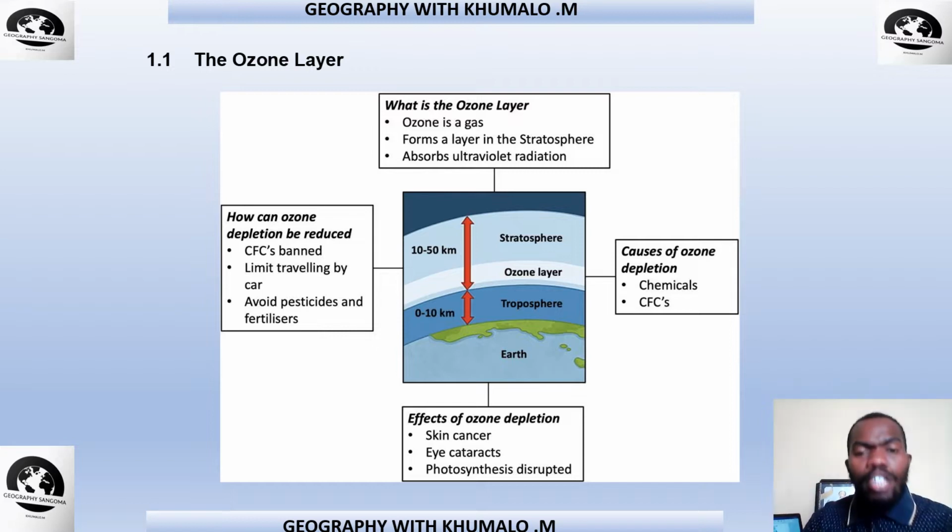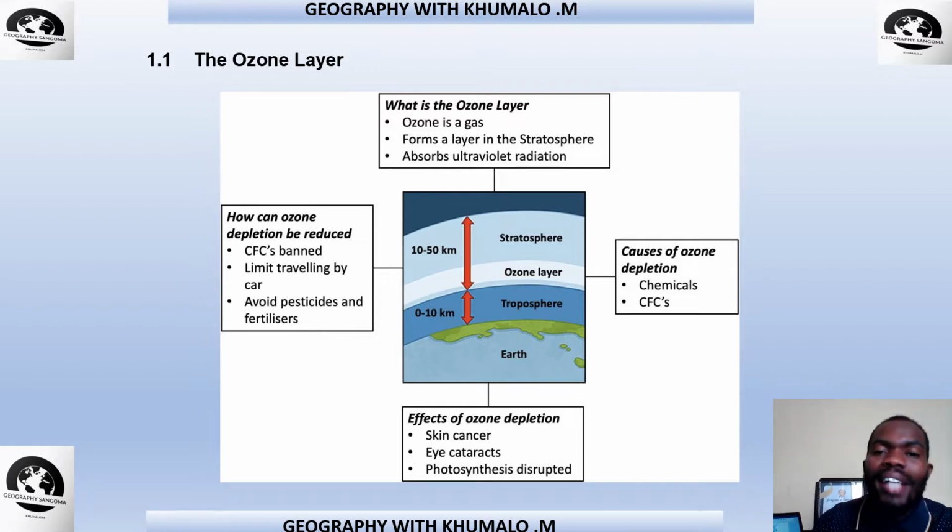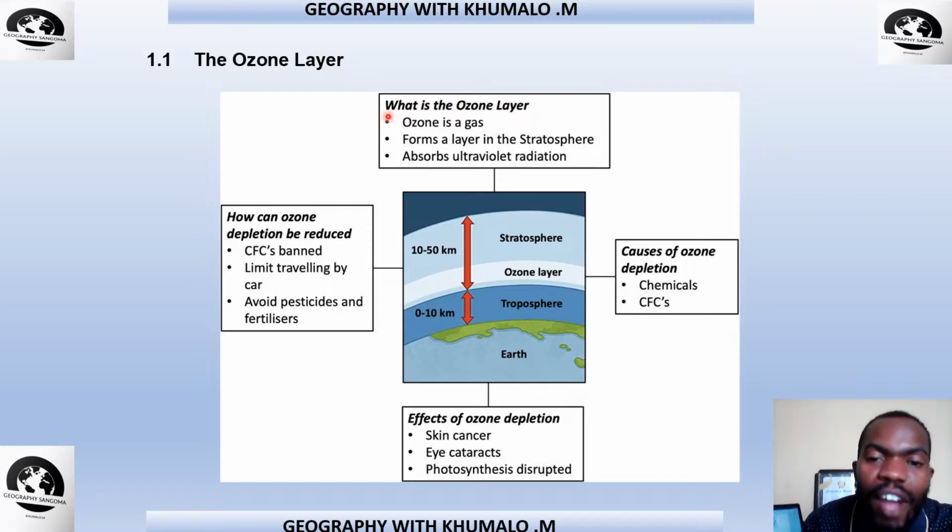Now, another topic that you learned in term 1 was the ozone layer. Here is a summary that I've done for you in terms of the ozone layer. What is the ozone layer? Ozone is a gas, so it forms a layer in the stratosphere. What is the function of that layer? It is to absorb ultraviolet radiation, these harmful rays that come from the sun.